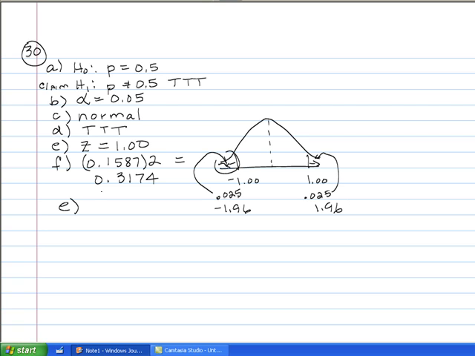Okay, on G, what is the critical value? That's what I just found. And what is the area of the critical region? Well, it's the 0.025 plus the 0.025, or the 0.05 that I just split up. Okay, so that's number 30.